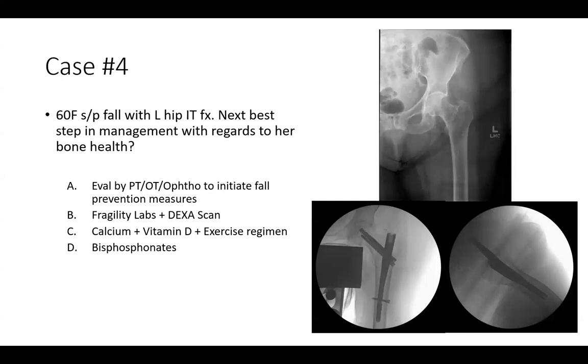All right, next patient's a 60-year-old female. The fall had sustained this left hip intertrochanteric fracture. What are you going to do for her? B, fragility labs and a DEXA scan. Okay. Nails money. Yep. Thank you.